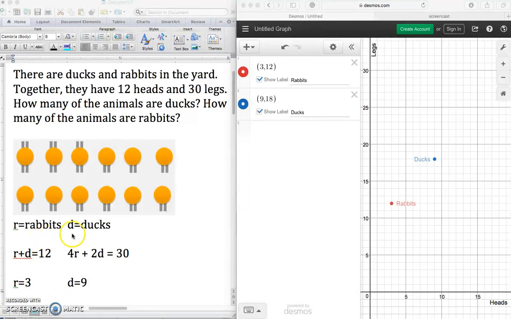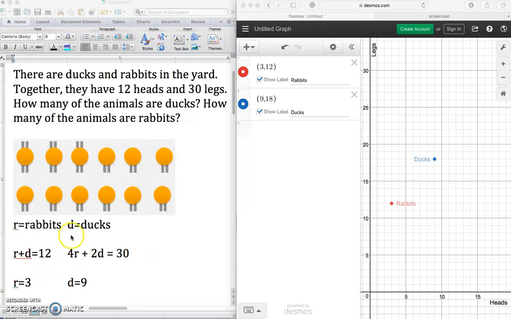The second challenge was then to put an equation together, and for instance right here we came up with, as a class, R plus D equals 12, which is rabbits and ducks equal 12, and that is representing the 12 heads. Then we have 4R plus 2D equals 30, and what that represents is that a rabbit has 4 legs plus the duck has 2 legs, and together we should have 30 legs total.